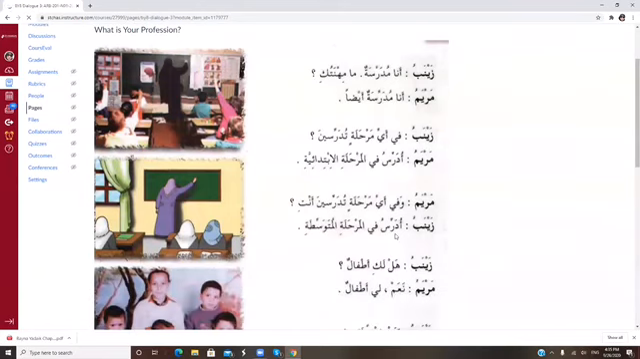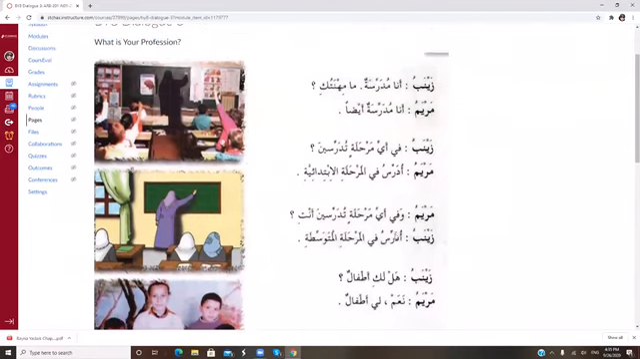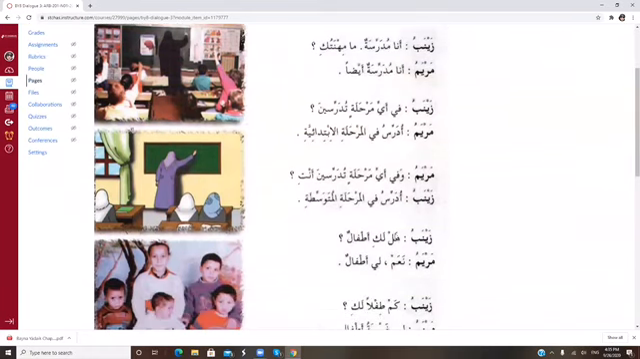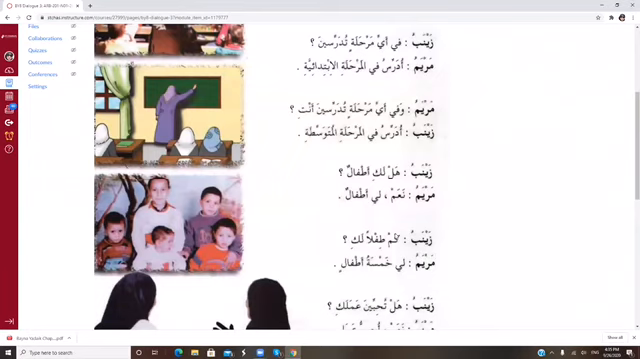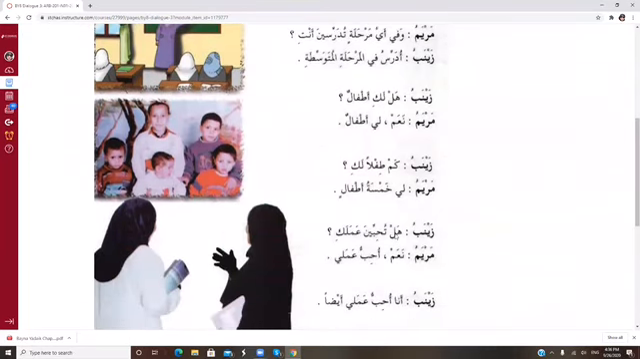أنا مدرسة. ما مهنتك؟ أنا مدرسة أيضا. في أي مرحلة تدرسين؟ أدرس في المرحلة الابتدائية. وفي أي مرحلة تدرسين أنت؟ أدرس في المرحلة المتوسطة. هل لك أطفال؟ نعم، لي أطفال. كم طفل لك؟ لي 5 أطفال. هل تحبين عملك؟ نعم، أحب عملي. أنا أحب عملي أيضا.